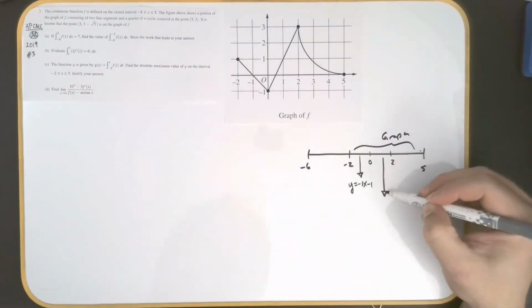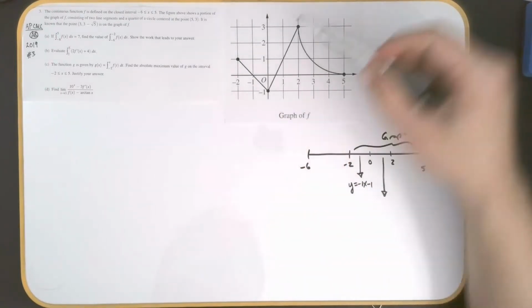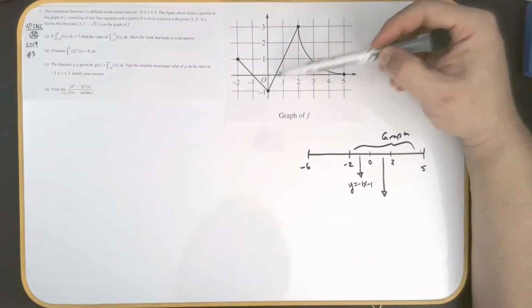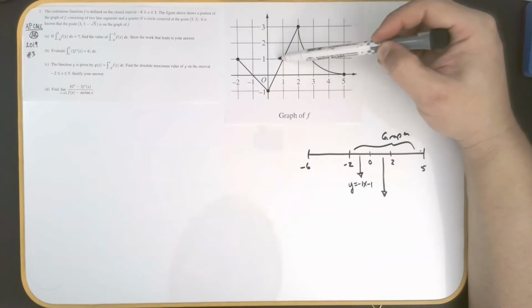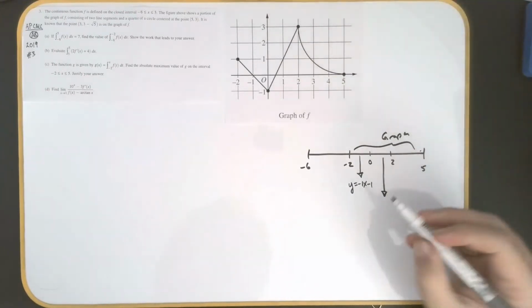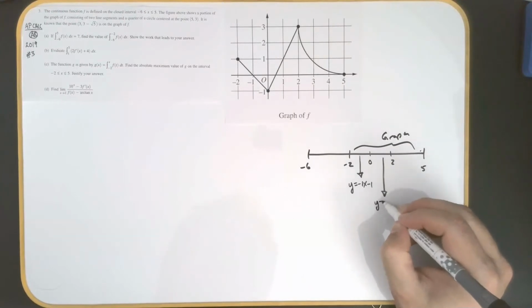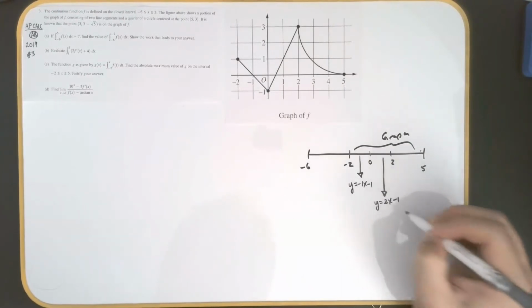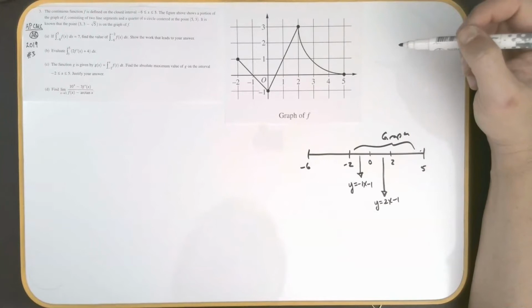From the other section right here, this is also one you can probably do in your head. If you look, it's a positive slope, and we rise 2, run 1. So it's got a slope of 2 and a y-intercept of -1. So this is just the line y = 2x - 1, just by looking.